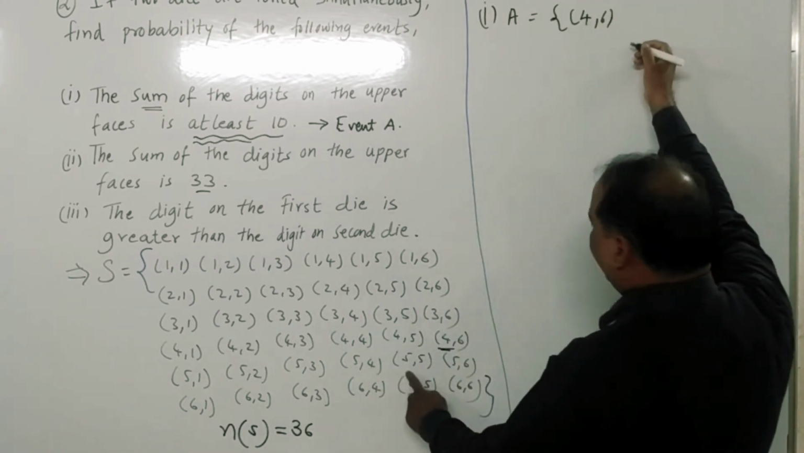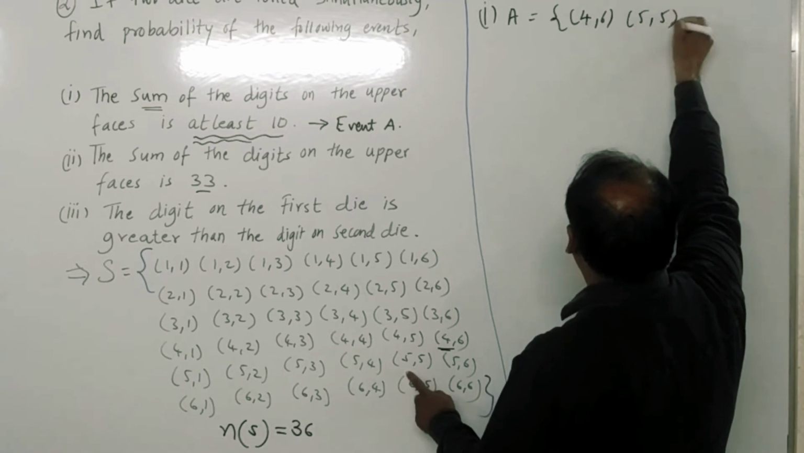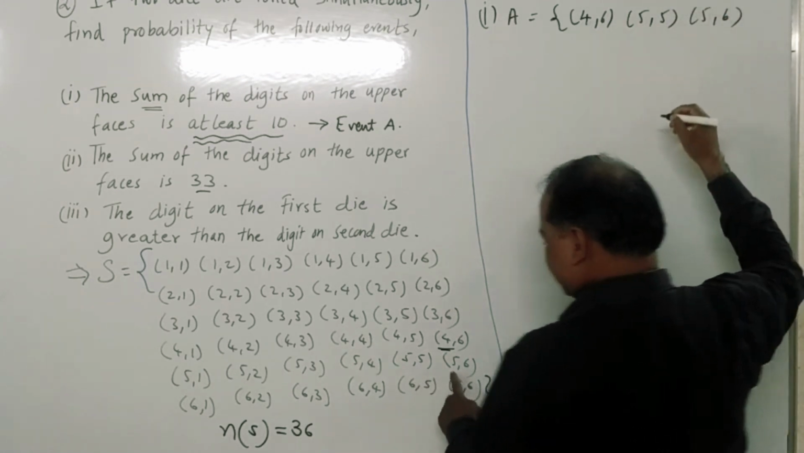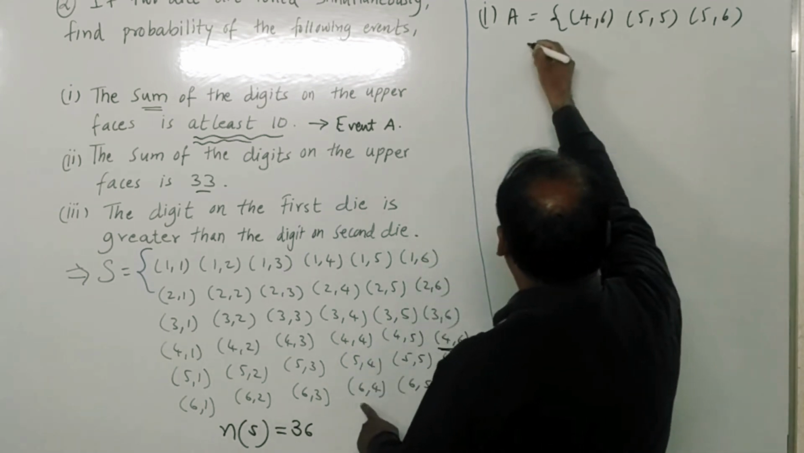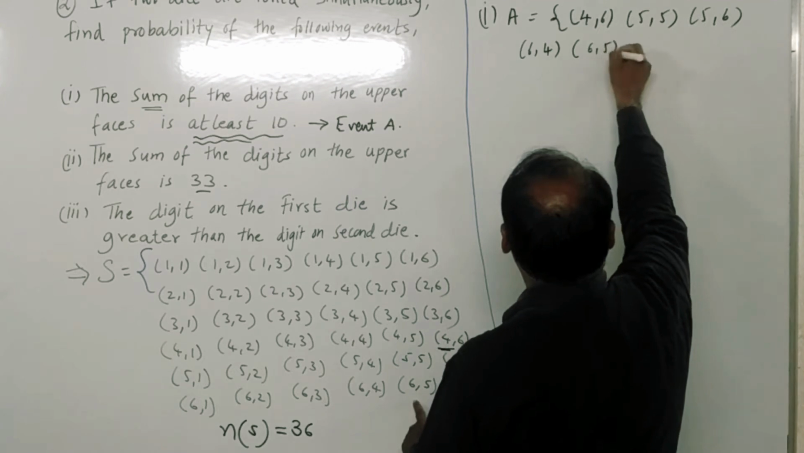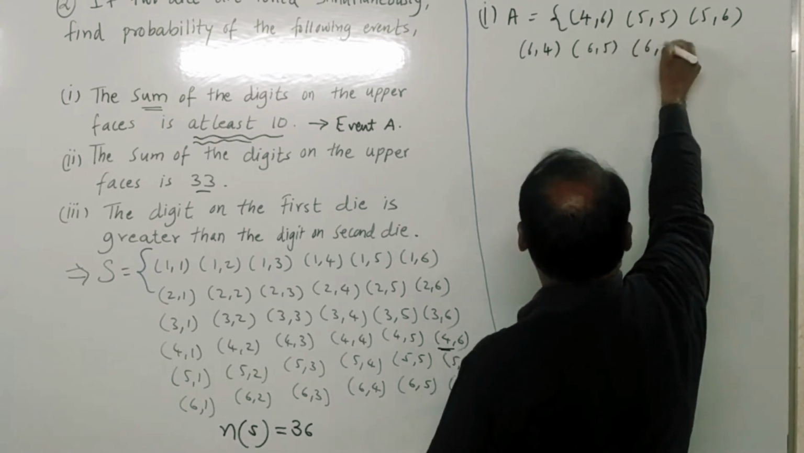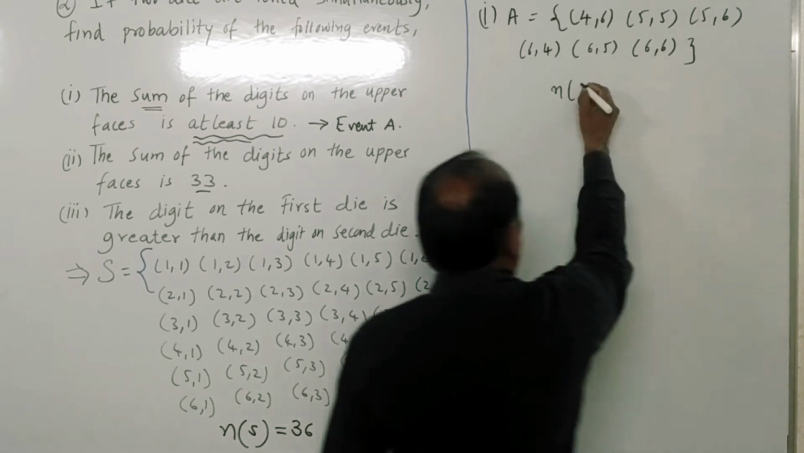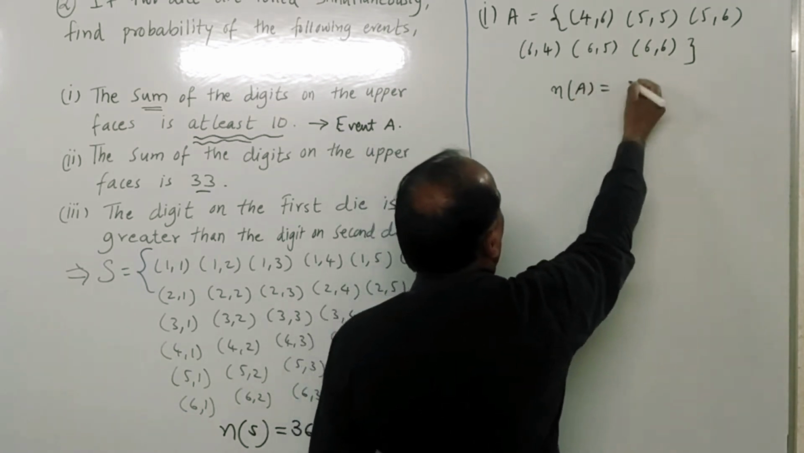Second, 5 plus 5, 5 comma 5. Then 5 6, that is 11, more than 10. Then 6 4, 6 5 and 6 6. So the number of elements in A is equal to 6.